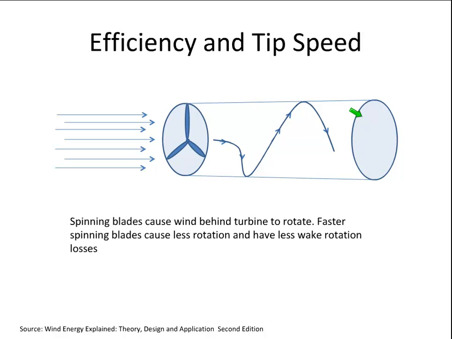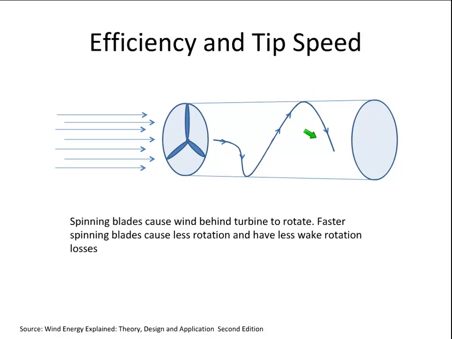Okay, let's talk a little bit more about efficiency for a moment. One of the reasons that efficiency is lower in some turbines is, if we think about the wind moving in and hitting our turbine blades and causing those blades to spin, there is some turbulence being caused by those blades in the wind behind them, which is basically the same wind, but it imparts some rotation to that wind. And it's been shown that the faster the turbine blade spins, the less rotation is imparted into the wind behind it.